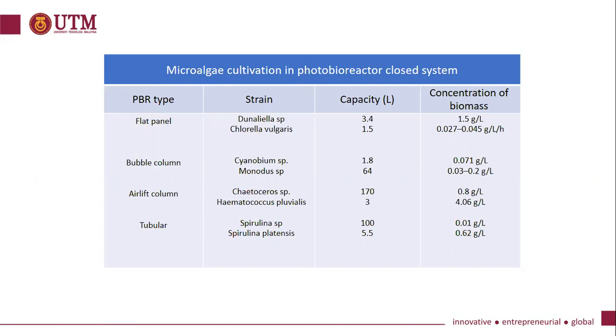For example, also we have in bubble column Manudis. So in Manudis, with the capacity in the bubble column is 64, and the concentration of biomass for Manudis is between 0.03 to 0.2 gram per liter. Last one, for example, we have the airlift column. We have Haematococcus pluvialis with the capacity of 3, and the concentration of biomass is 4.06 gram per liter.